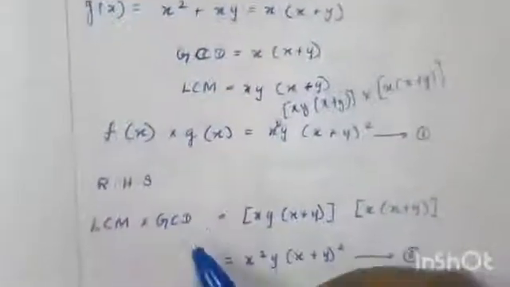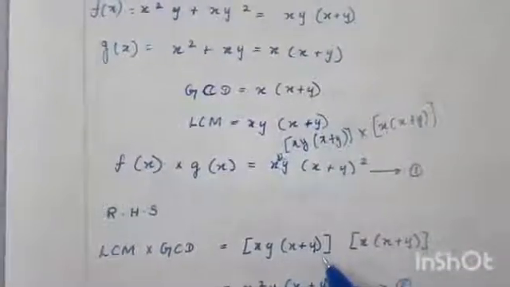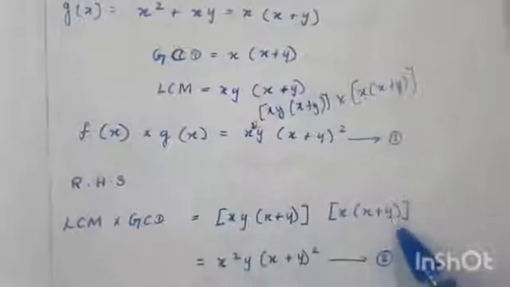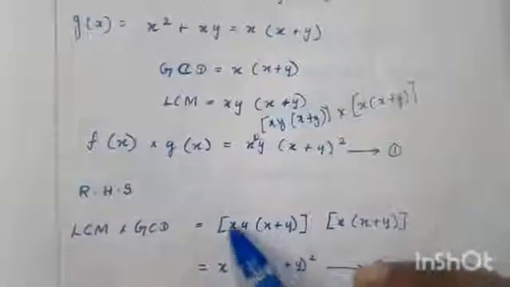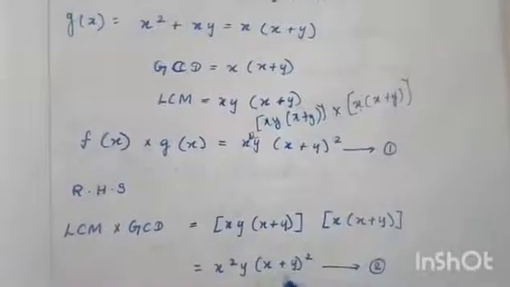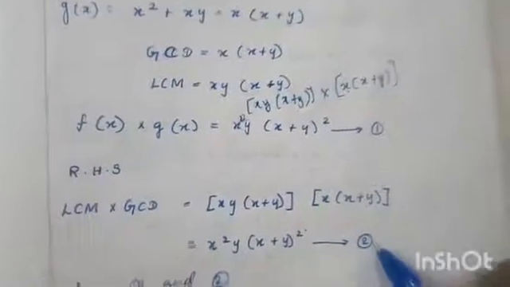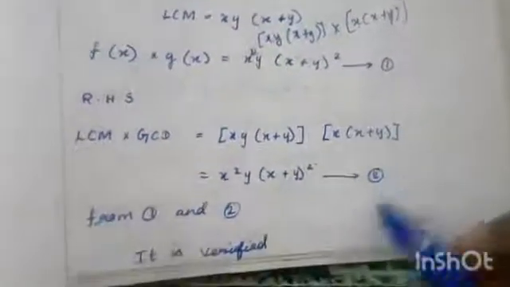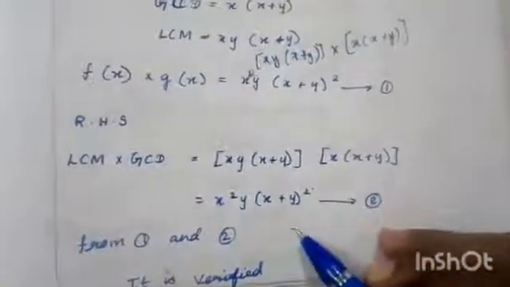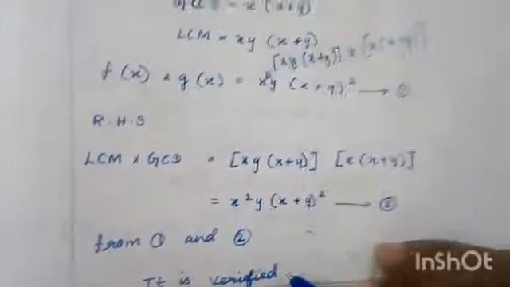Now the RHS, LCM into GCD. LCM we found is xy into x plus y, and GCD is x into x plus y. Now multiply: xy into x is x square y, and x plus y into x plus y is x plus y whole square. Now consider equations 1 and 2. We get f of x into g of x is equal to LCM into GCD. So it is verified.